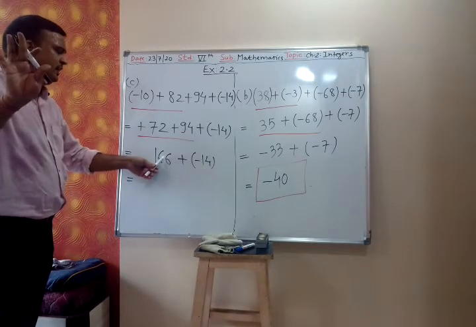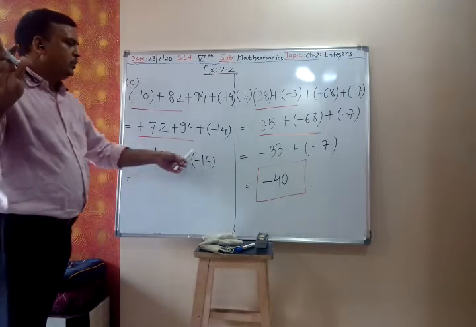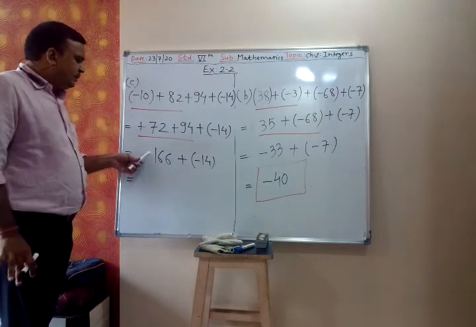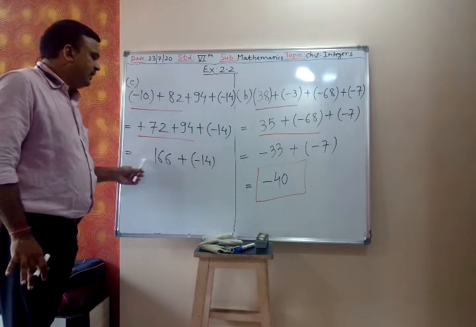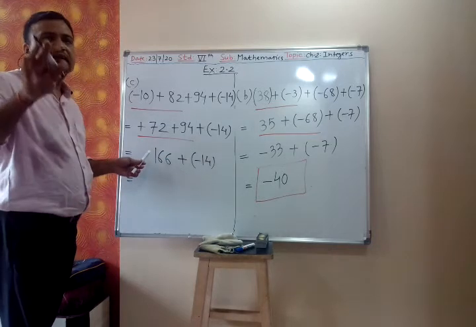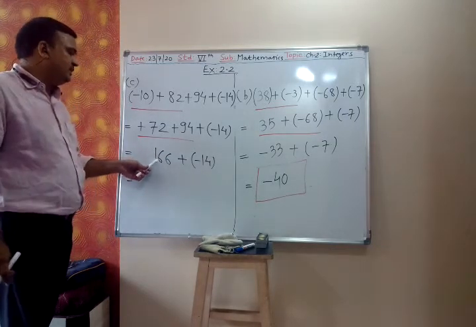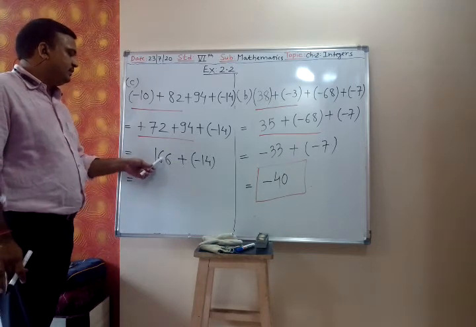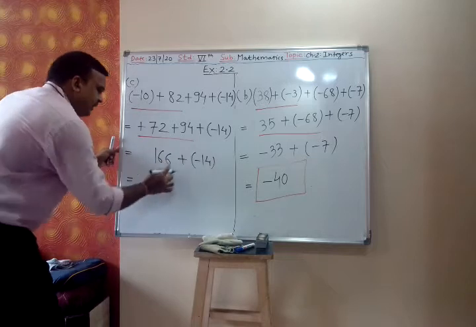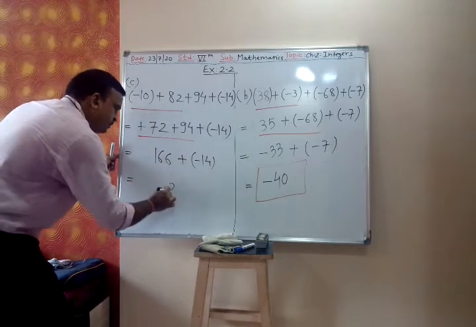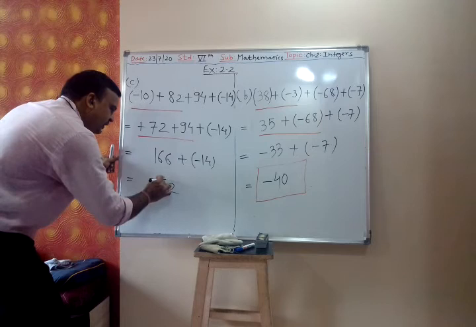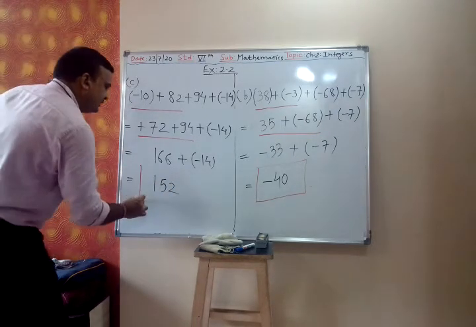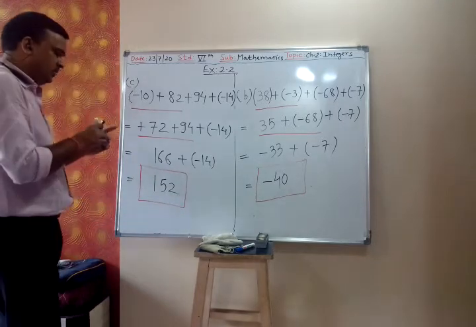Wait. What is the sign of 166? Plus. What is the sign of 14? Minus. Whenever they have opposite signs, plus and minus, I have to subtract and take the sign of the bigger number. The bigger number is 166, and its sign is plus. So I will write 166 minus 14: 6 minus 4 is 2, 6 minus 1 is 5. The answer is plus 152.